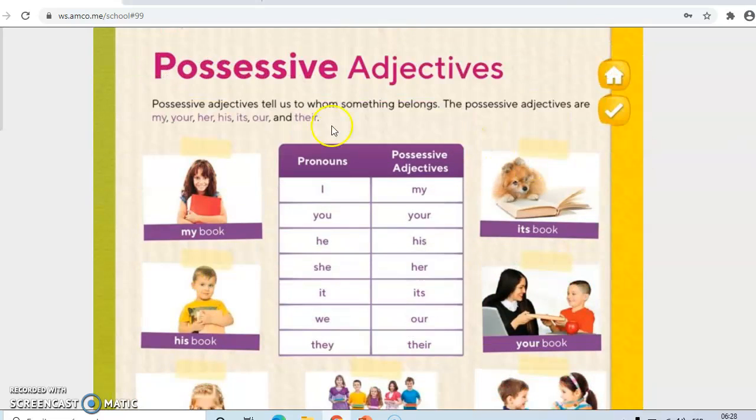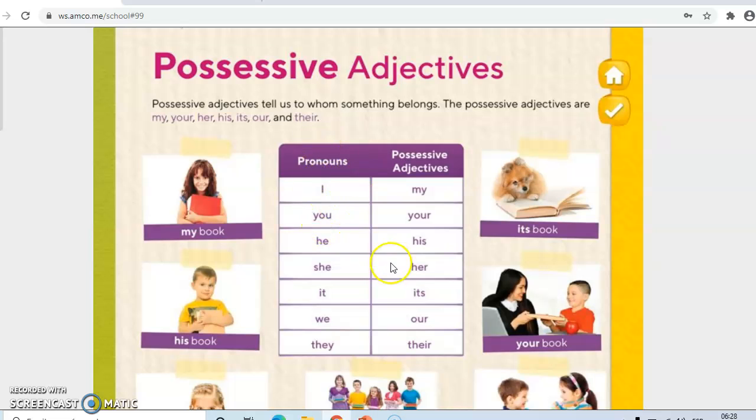Possessive adjectives. Possessive adjectives tell us to whom something belongs. The possessive adjectives are my, your, her, his, its, our, and their.